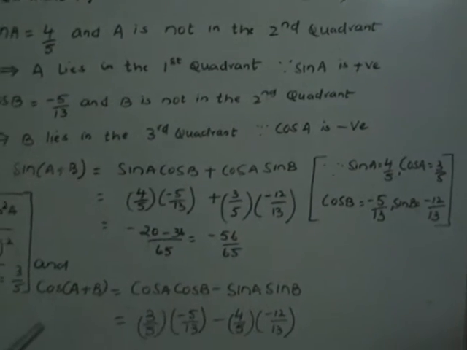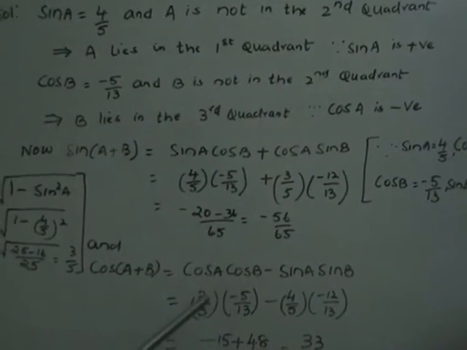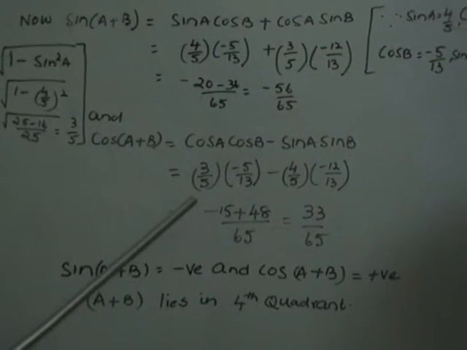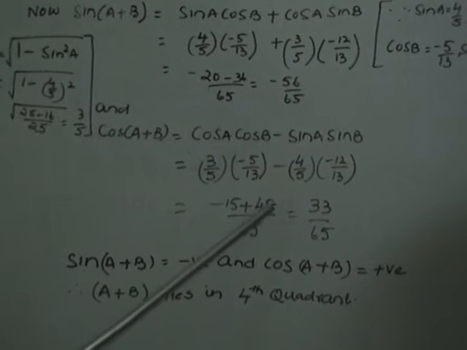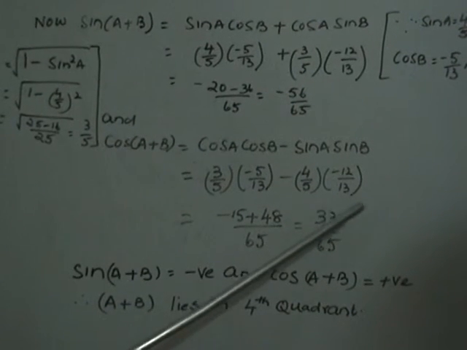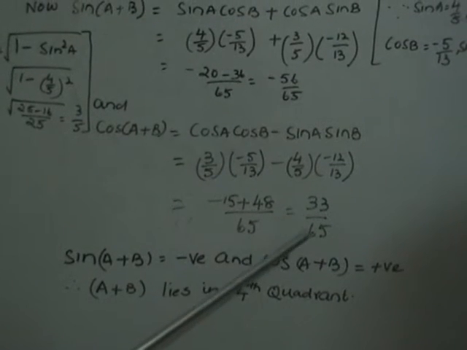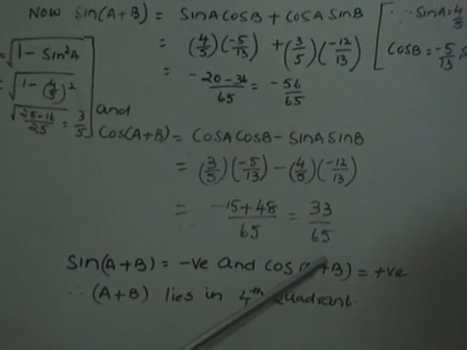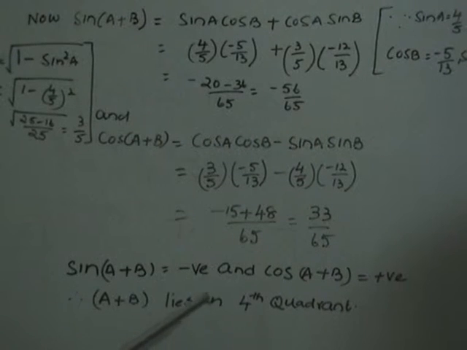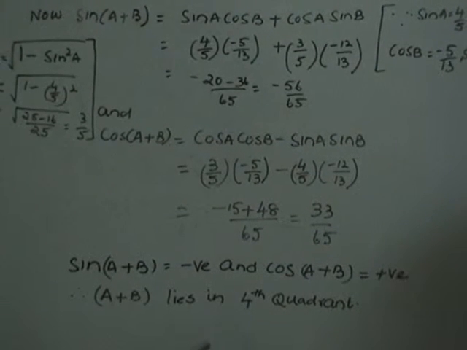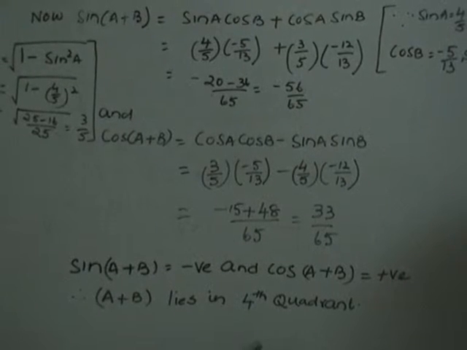Now let us find cos of A plus B. Cos of A plus B is cos A cos B minus sin A sin B. Substituting the values, 3 by 5 into minus 5 by 13 minus 4 by 5 into minus 12 by 13 is minus 15 plus 48 by 65, which is plus 33 by 65. Therefore sin of A plus B is negative and cos of A plus B is positive, therefore A plus B should be lying in the fourth quadrant.